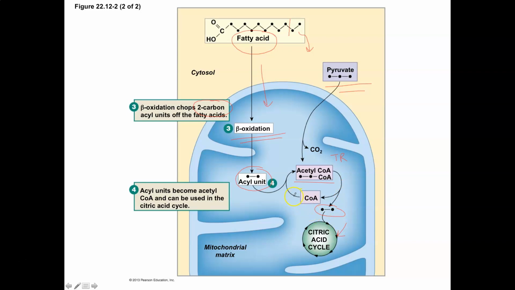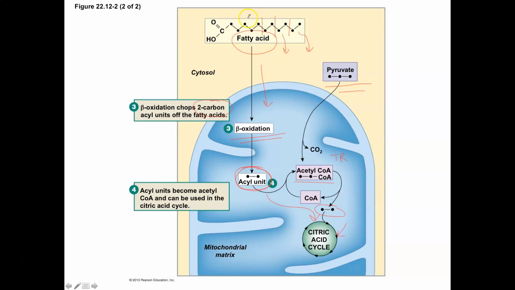So all we're doing in beta oxidation is we're creating these 2 carbon subunits that can find their way into the citric acid cycle. Since fatty acids are long chains of carbon, we can break off multiple 2 carbon subunits. So the first 2 carbons that come off from beta oxidation, we can use those for energy. The next 2 carbons that come off, we can use those for energy.